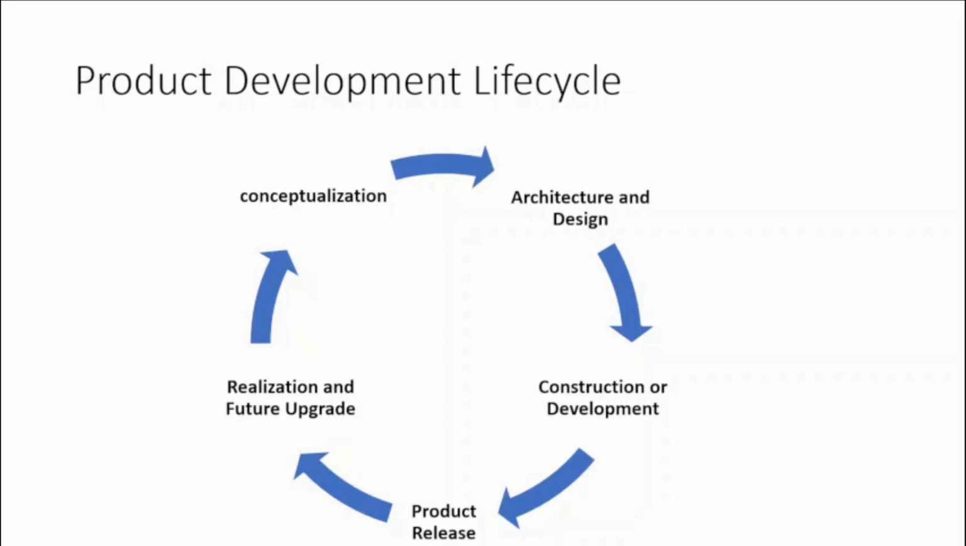Product architecture and design. The next phase is to design the technical architecture of the product. In this phase, the business team provides the business specification to technical teams, who then build the architecture of the product, create workflow diagrams, and database design.